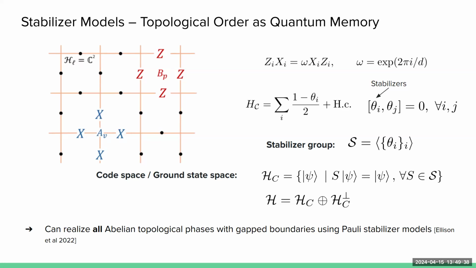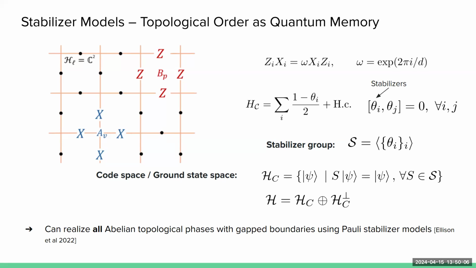This code space, or the ground state space of this Hamiltonian, is just the set of states which are stabilized by those operators in S. So in this sense, this describes an error correcting code, in that if this code space has some non-trivial dimensionality, we can store logical information in it, and we can correct for errors, which correspond to violations of the stabilizer condition, by just measuring the stabilizers and then locally correcting them. So that's the sense in which we have an error correcting code.